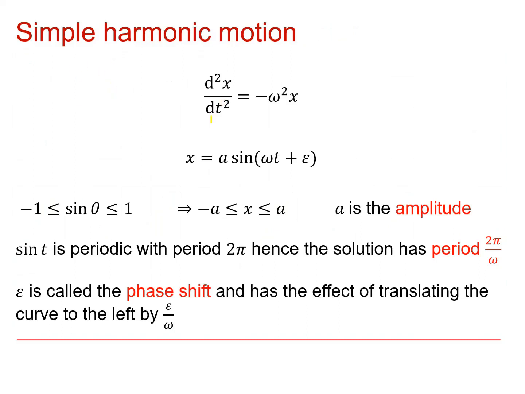So in summary, for simple harmonic motion, this is the second order differential equation. It's telling me here that acceleration is proportional to distance, and in fact it's in the opposite direction to the distance, so the acceleration is proportional to minus x. Its general solution, and this can be quoted, is x is equal to a sine omega t plus epsilon, and let's look at the bits of that. A is the amplitude of the motion, it affects the height of the wave. Sine t is periodic with period 2 pi, so it has a period of 2 pi over omega. Epsilon is called the phase shift, and it's the amount by which the wave has been translated either left or right. If epsilon is positive, then the wave has been translated left by epsilon over omega.